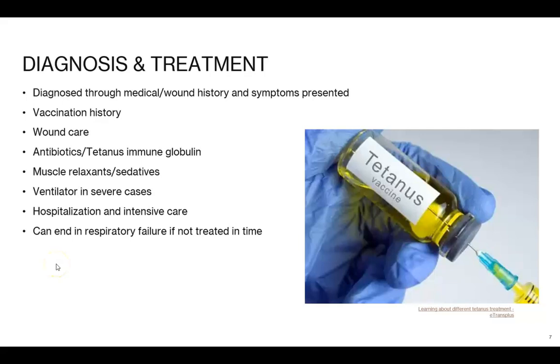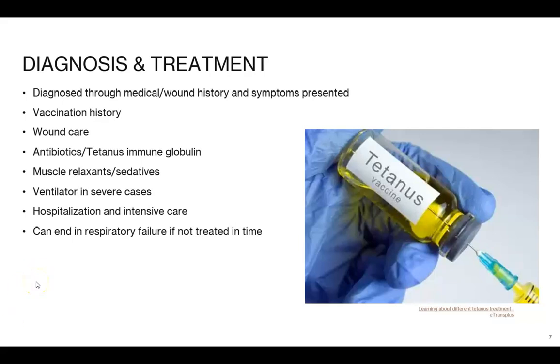During the physical exam, the healthcare provider looks for the classic signs of tetanus, like the lockjaw and muscle stiffness. They will also ask questions about the patient's vaccination history, since people who are unvaccinated or are overdue for a booster are at a much higher risk of developing tetanus.